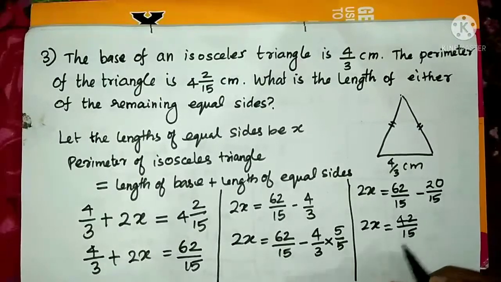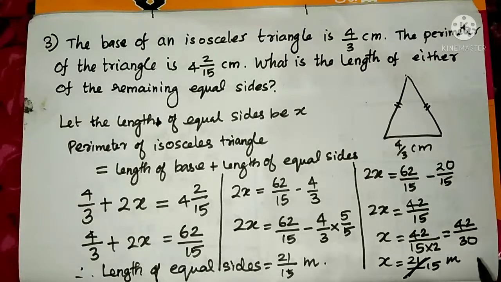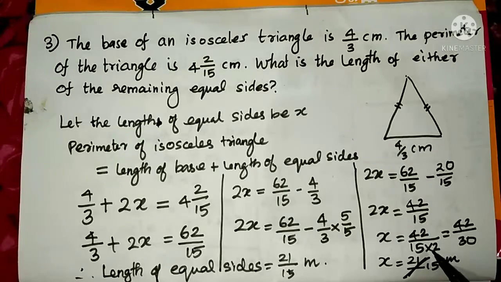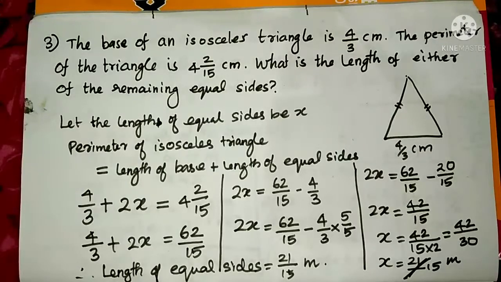This 2 we can send to this side, so we'll get x is equal to 42 upon 15 into 2, so that is 30. So 42 upon 30, when you simplify by 2 table, we'll get 21 upon 15. The length of the equal sides is equal to 21 upon 15.